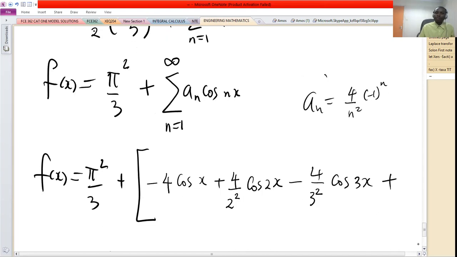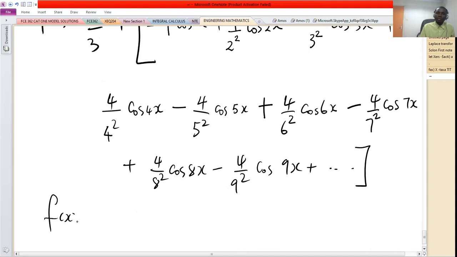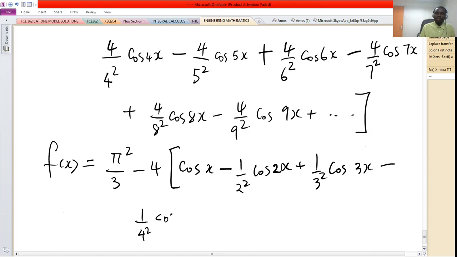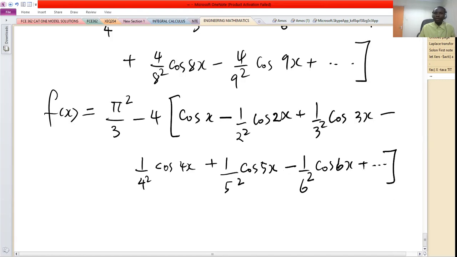So you observe that 4 is common in all of them. So we can say f of x equals pi squared over 3 minus 4 into cosine of x minus, if I factor out a negative, then I'll have minus 1 over 2 squared cosine of 2x plus 1 over 3 squared cosine of 3x minus 1 over 4 squared cos of 4x plus 1 over 5 squared cos of 5x, and then minus 1 over 6 squared cos of 6x plus etc. So that is what we have.